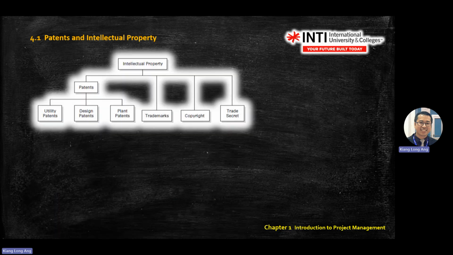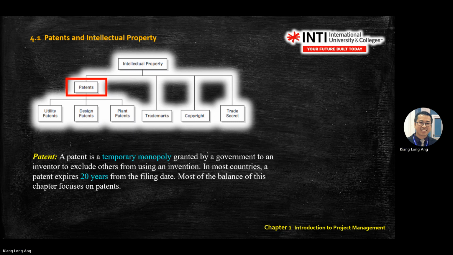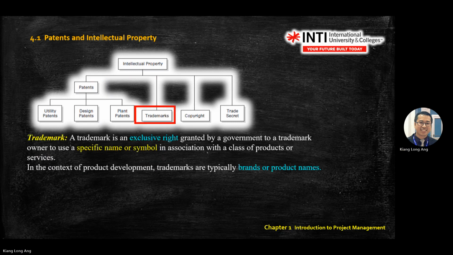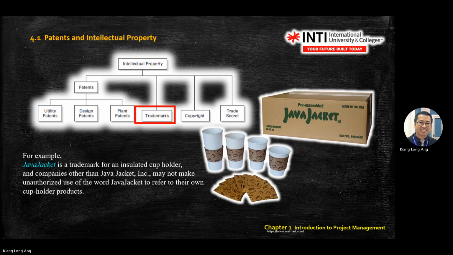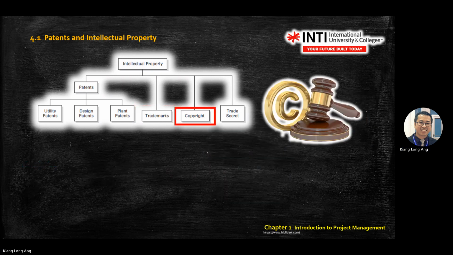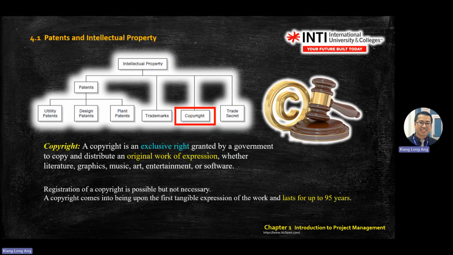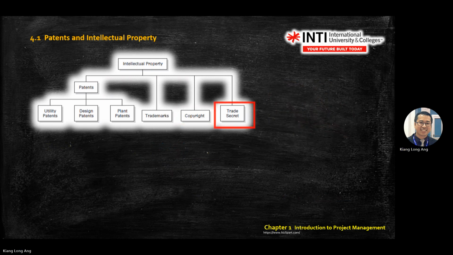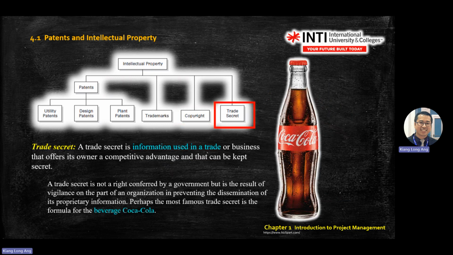Okay, so the rest of the explanation, you go and read. All this definition, all this is very textbook. Okay, so these are examples: trademarks, copyrights. And the important thing is the duration of years, 95 years. Okay, trade secret, this one is Coca-Cola.